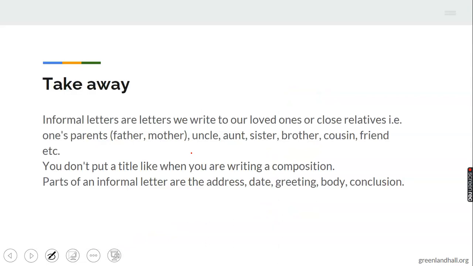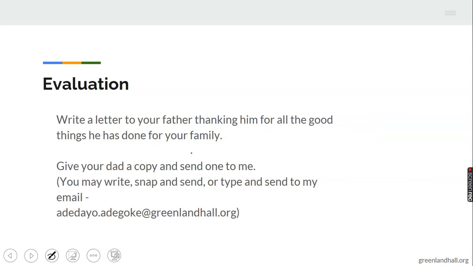Okay, now you have been told that informal letters are letters that we write to our loved ones or close relatives, and that you don't put a title like when you are writing a composition. Also the parts of an informal letter: the address, that's the sender's address, you who is writing the letter, the date, the salutation or the greeting, the body, then the conclusion, and then you have the complimentary closing, like yours lovingly, or yours sincerely, or your loving daughter, or your loving son, and then you have your name under it.